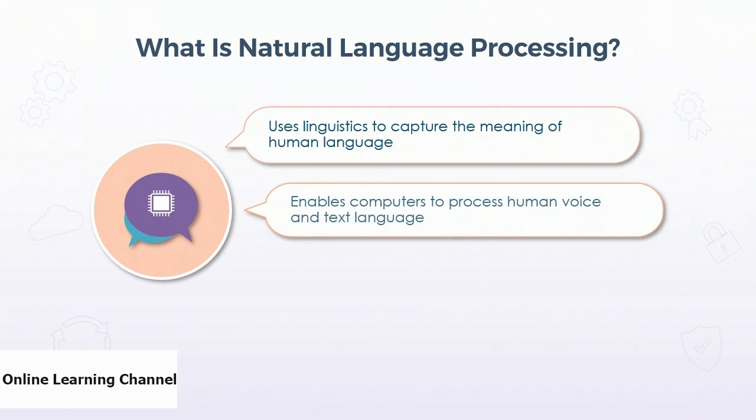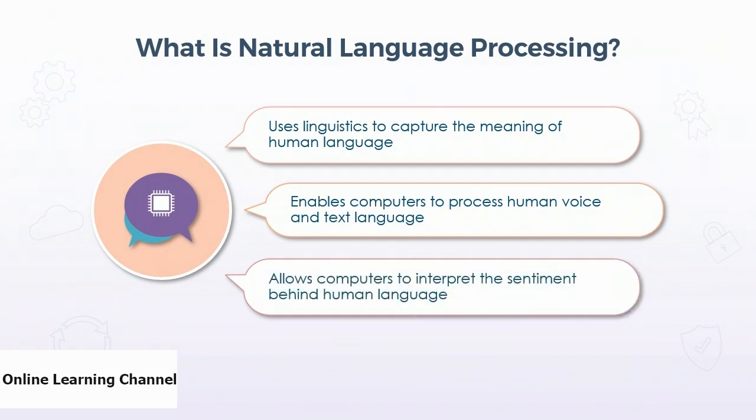NLP also enables computers and apps to process real human speech and text. And that's important when you think about calling a business versus texting support. Another capability of NLP is that it allows computers and apps to interpret the sentiment behind human language. Imagine a hotel review. Was it a positive or negative review? NLP is able to look at the chosen words and their arrangement to determine an overall score of someone's sentiment.